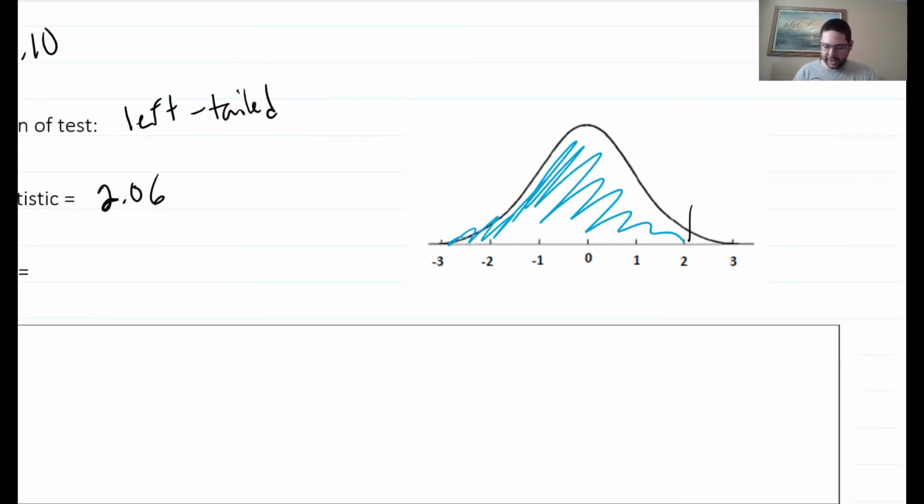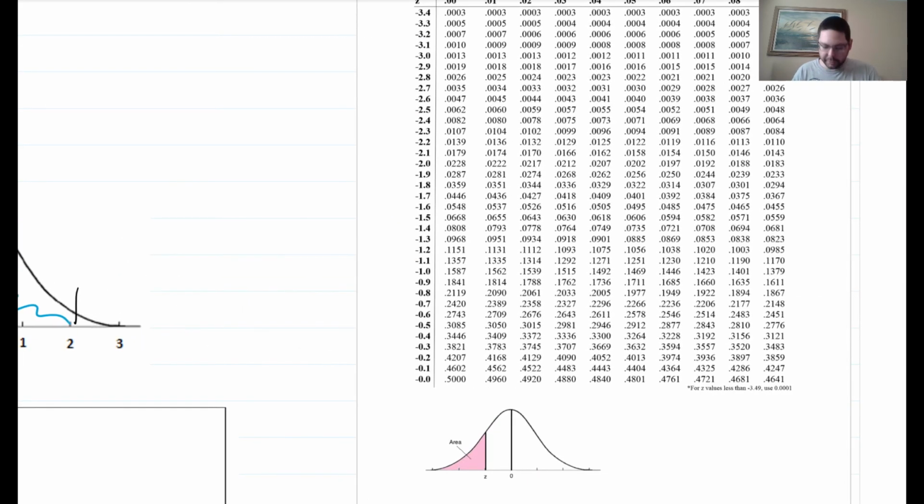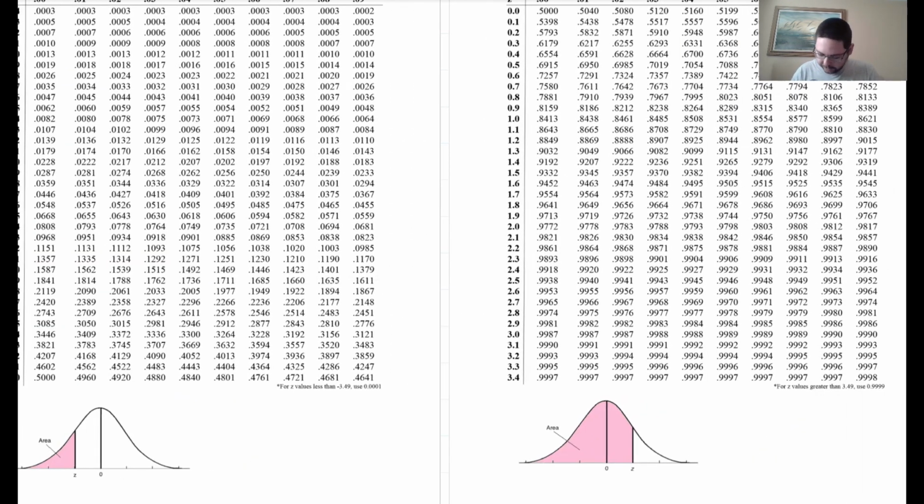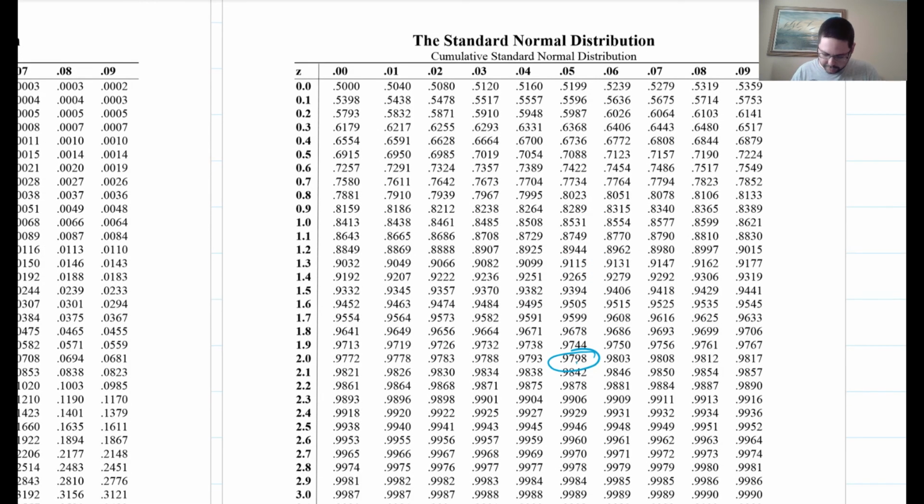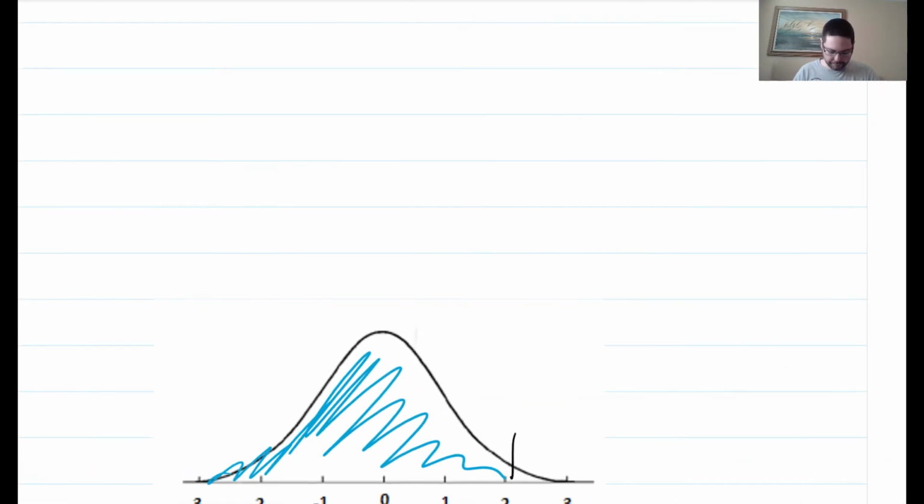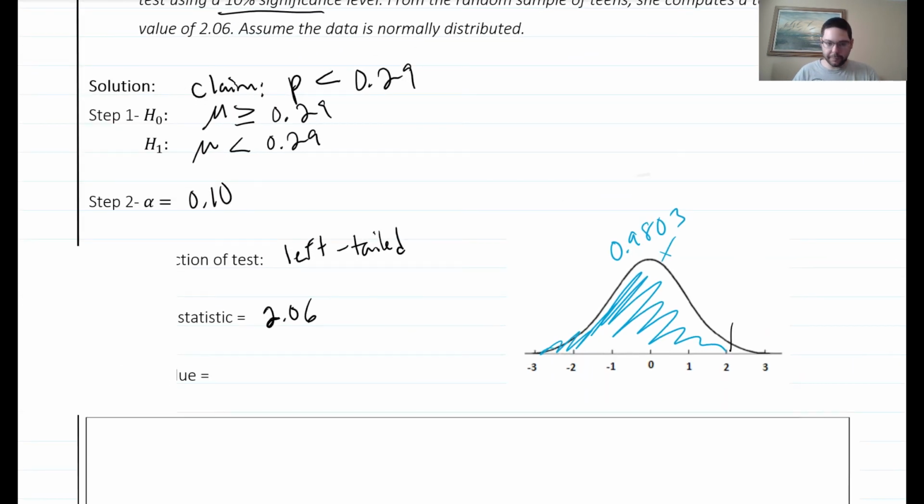There's a p-value. We need to find that, so we're going to use the z-chart. Remember, if you want to find the area to the right on the z-chart, you got to do 1 minus. If you want to find the area to the left, just look it up, which we only want the area to the left, so we look it up. So 2.06. Oops, nope, that's 2.0. That's the wrong one. 2.06. So 0.9803 is our area to the left.